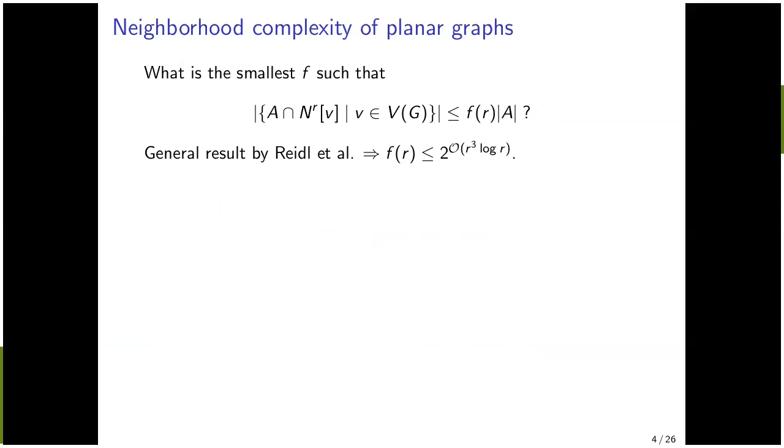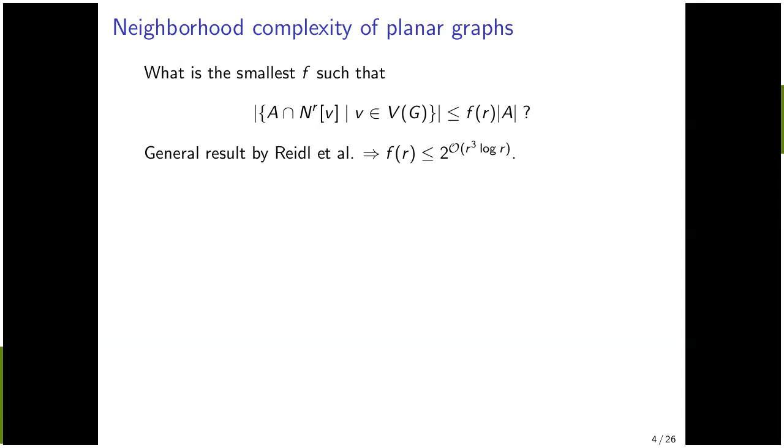So now we'll look at the neighborhood complexity of planar graphs. The goal will be to determine as precisely as possible the neighborhood complexity of planar graphs. Concretely, the question is: what is the smallest function f such that for any planar graph G, for any set A of vertices, for any radius R, the number of intersections between A and the ball of radius R is at most f of R times |A|? Our goal will be to determine this function.